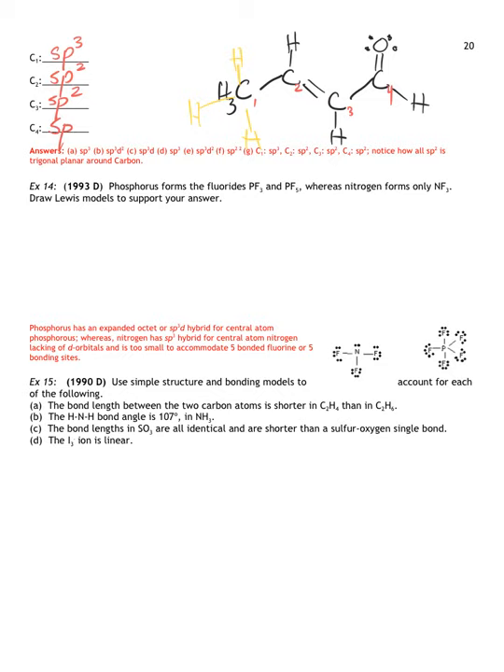Now notice how all around the sp2 hybridized orbitals you see a very, very distinct geometry. sp2 means that the geometric shape is trigonal planar. sp3 means it is tetrahedral.